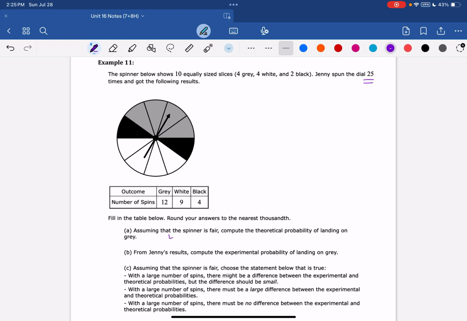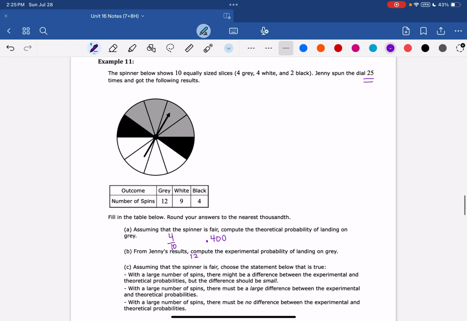Well, you have a 4 in 10 chance of landing on gray. So that's 0.400 when you round to the nearest thousandth. From Jenny's results, compute the experimental probability of landing on gray. So she got gray 12 out of the 25 times that she spun. That's 0.480.